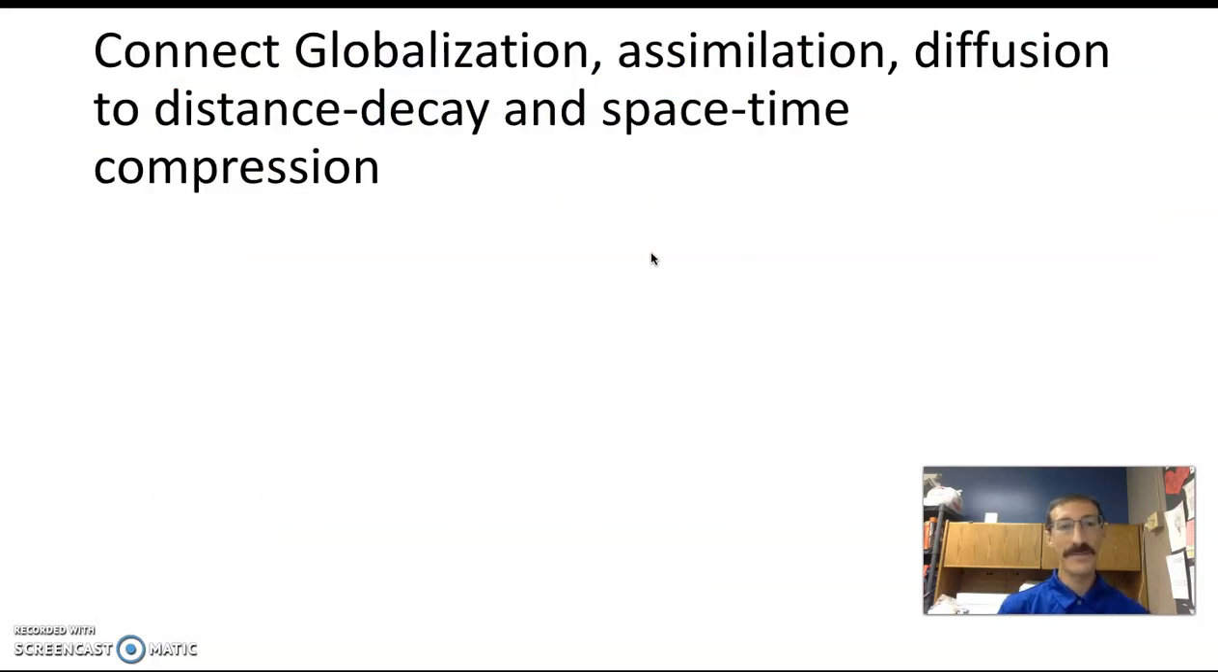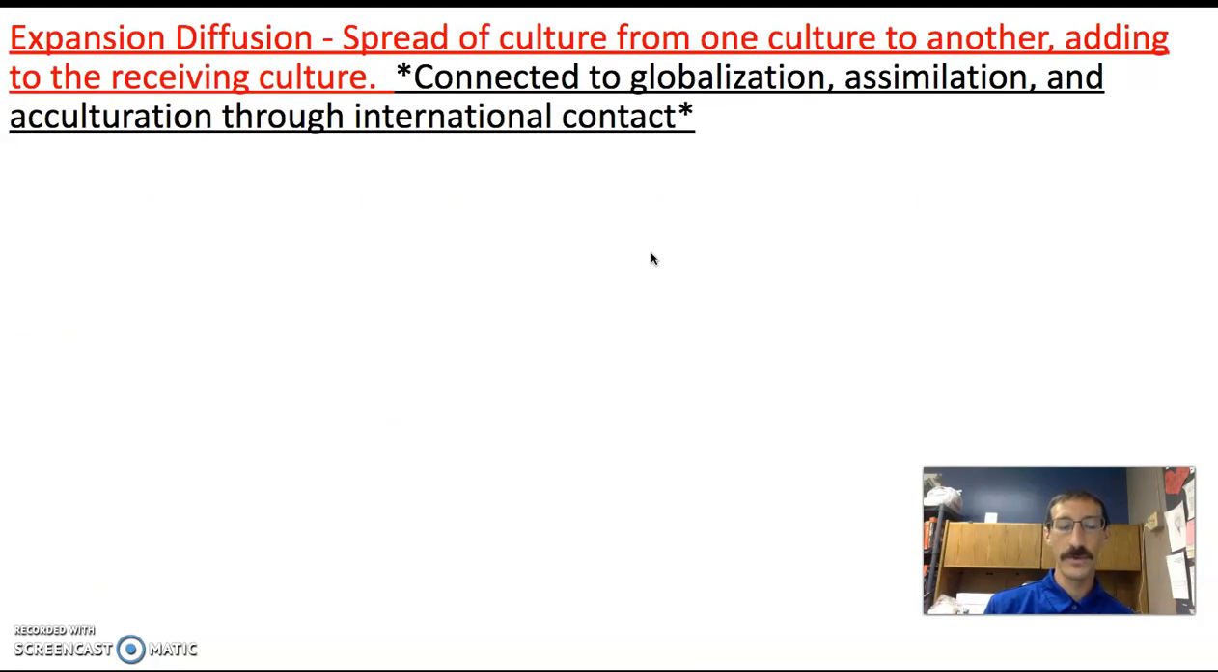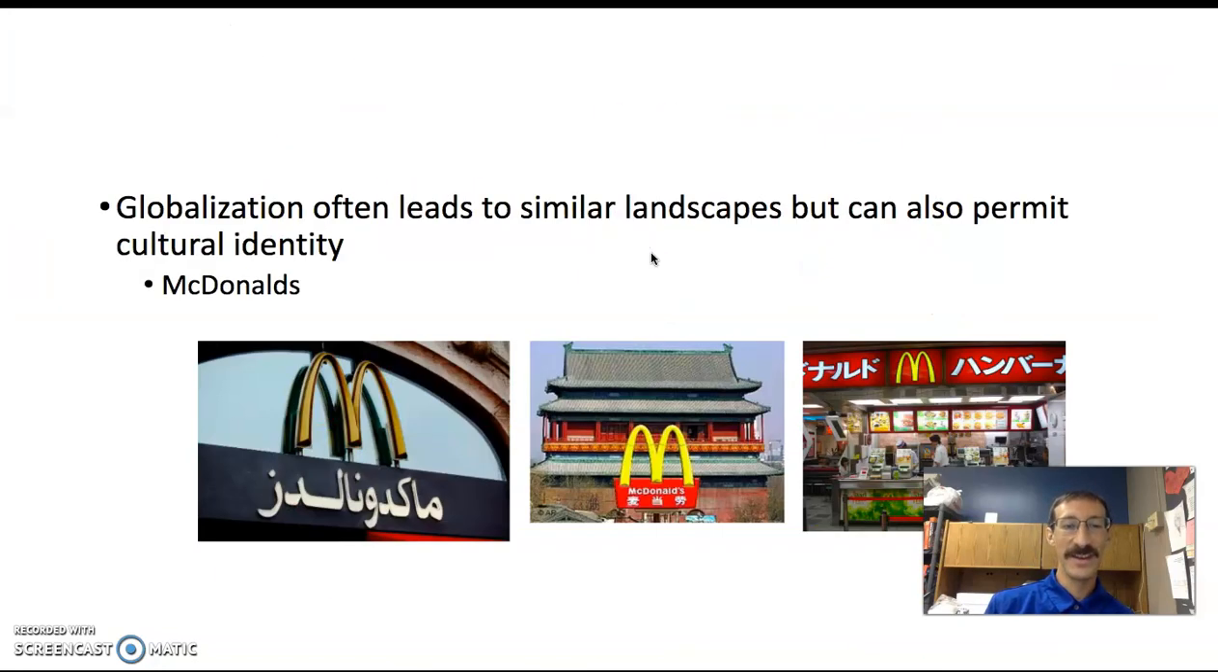So really to wrap this up, if you can connect the ideas of globalization, assimilation, diffusion, distance decay, and space-time compression, do it. See if you can write out a sense of how these things are connected, because those are really key ideas that are going to come back throughout much of the course, especially when we talk again about migration and population in the next chapter.